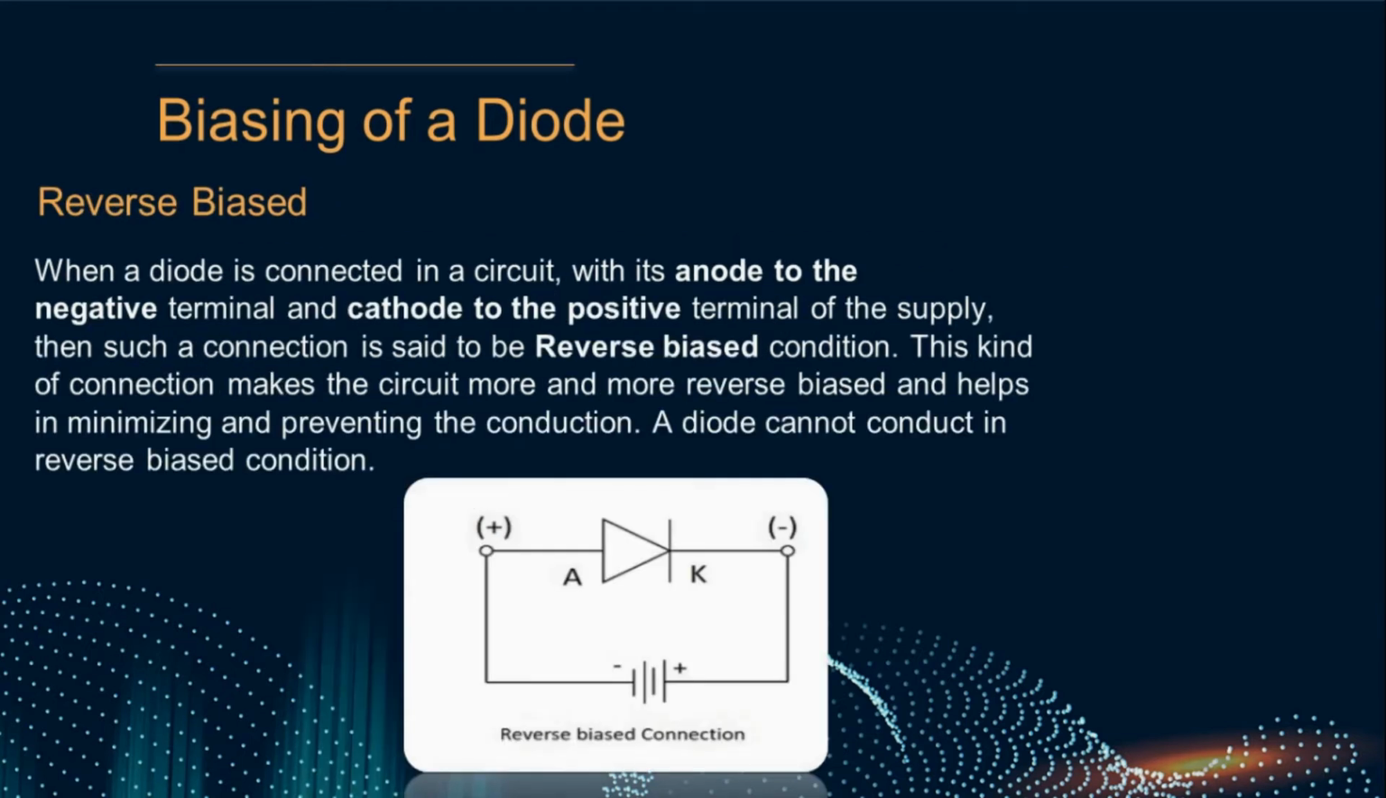Reverse bias. When a diode is connected in a circuit with its anode to the negative terminal and cathode to the positive terminal of the supply, then such a connection is said to be a reverse bias condition. This kind of connection makes the circuit more and more reverse biased and helps in minimizing and preventing conduction. A diode cannot conduct in reverse bias condition.